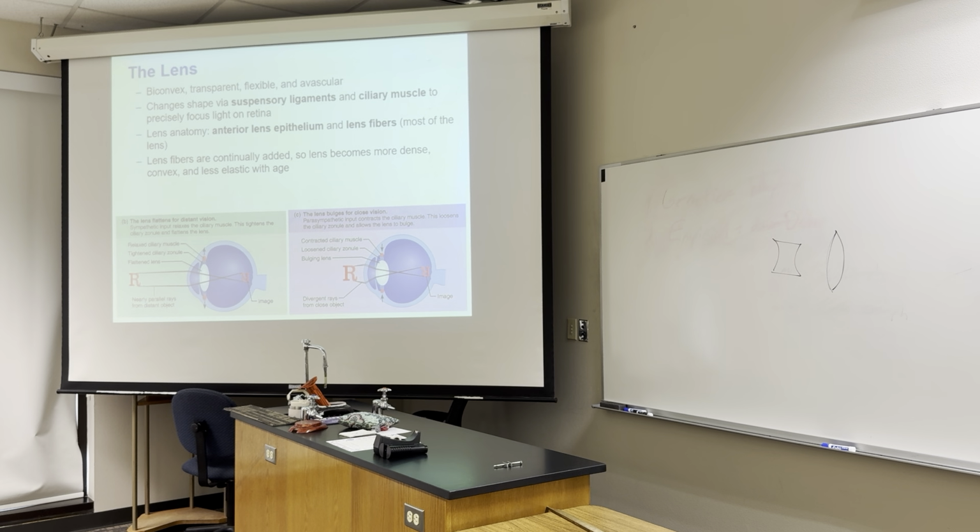Because you have the what? Ciliary body, which is attached to the lens. So biconvex, transparent, flexible, and avascular. No vasculature, so no blood circulation to that place. It changes shape via the suspensory ligaments and ciliary muscles to precisely focus light on the retina. And lens anatomy: anterior lens epithelium and the lens fibers. Lens fibers are continuously added, so the lens becomes more dense, convex, and less elastic with age. It does become less elastic with age.